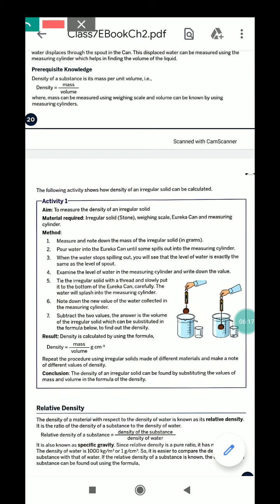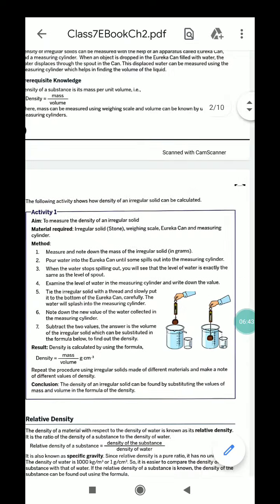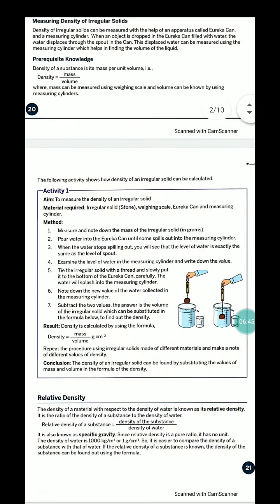Now the method: measure and note down the mass of the irregular solid. First of all, you have to do this in grams. Pour water into the eureka can until water spills out into the measuring cylinder. Until the water spills out into the cylinder, pour water up to its neck. Now examine the level of water in the measuring cylinder and write down the value.